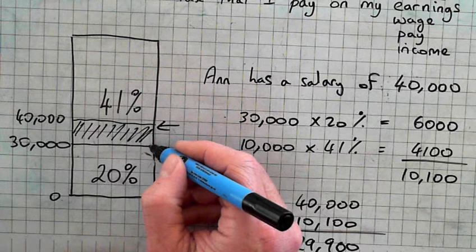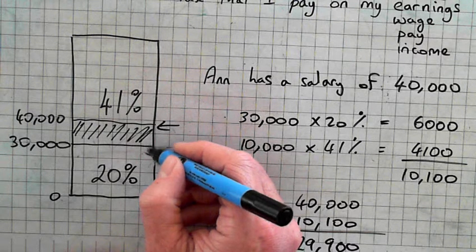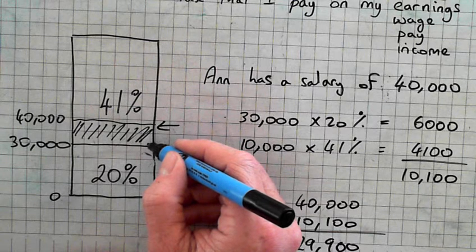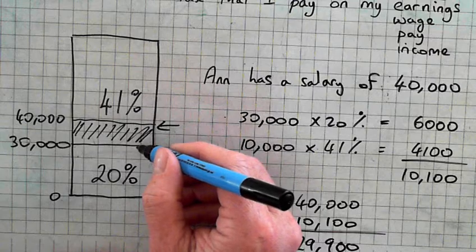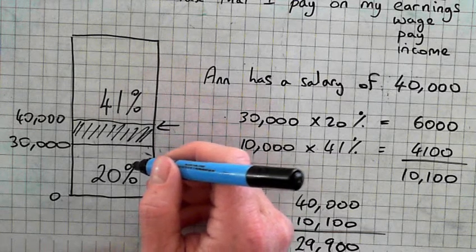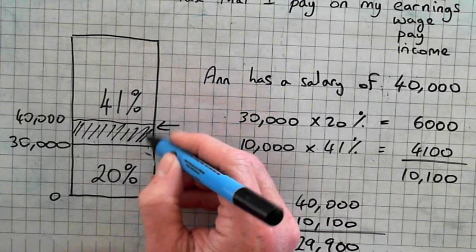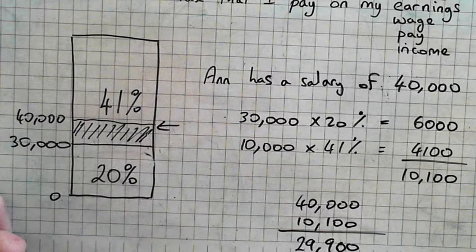Sometimes if your salary's on the borderline, sometimes it's a good idea to ask your employer to keep your salary at 30,000 rather than going to 31. Sometimes it's a good idea to wait until you can go from 30 up to, let's say, 40, because you get taxed a lot here at this point. Right, is that easy enough so far?